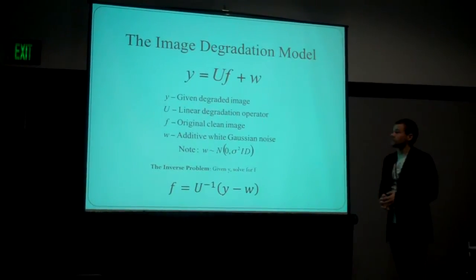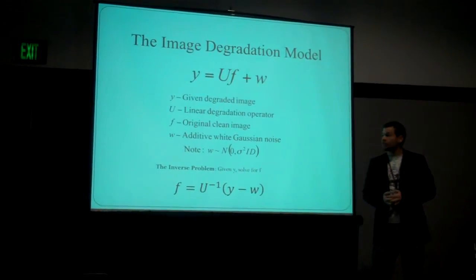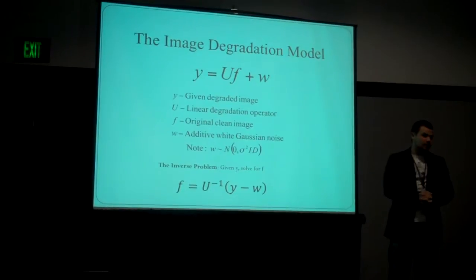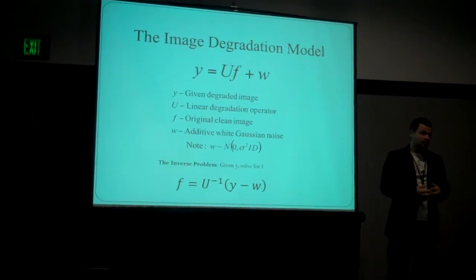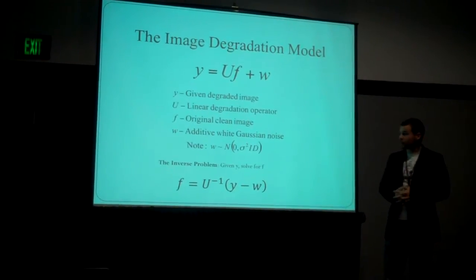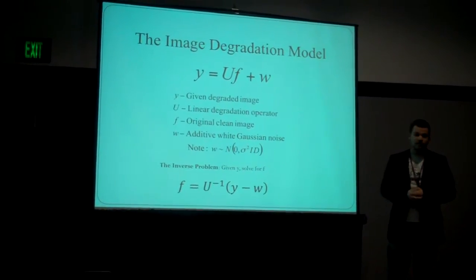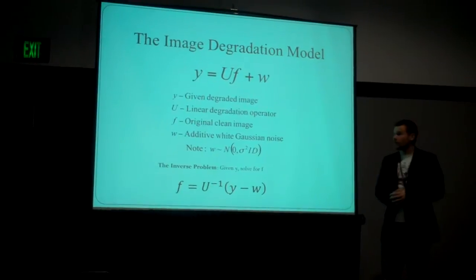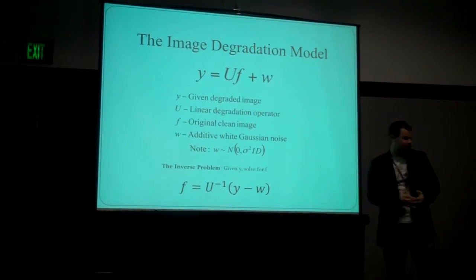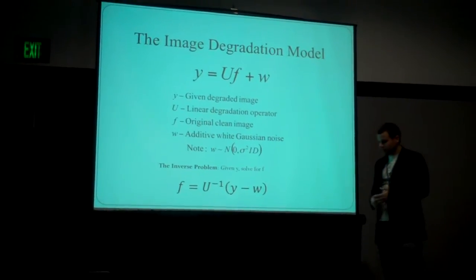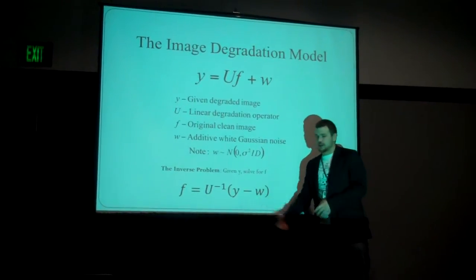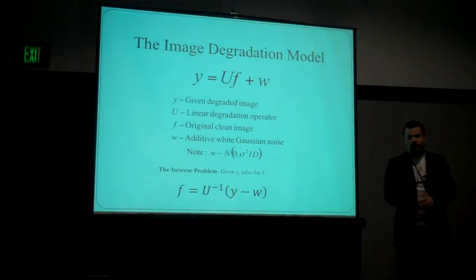So what we work with is the image degradation model. We have our degraded image Y, which is equal to our clean image F multiplied by some degradation operator U, and then we have additive Gaussian noise W that could be in it, might be pretty severe, might not be. And so mathematically you might think, okay, well this is all we have to do to solve for this. Why are we really here?